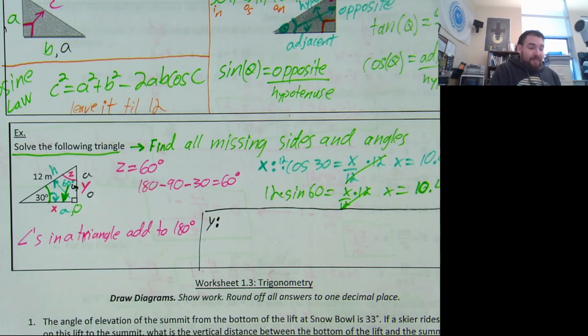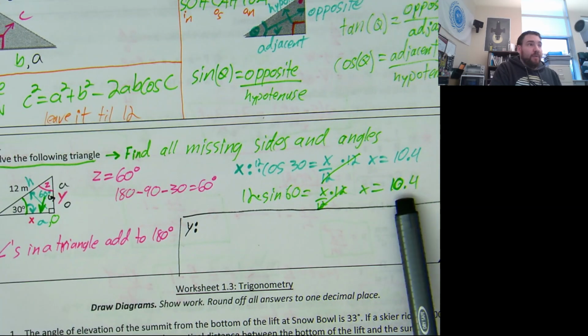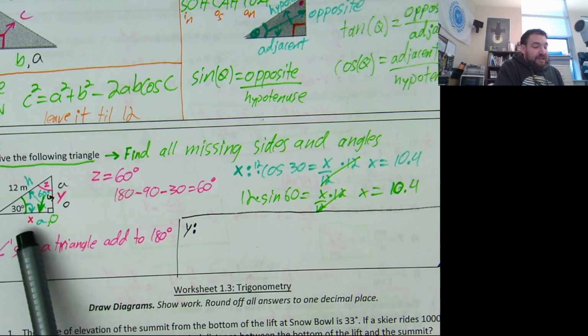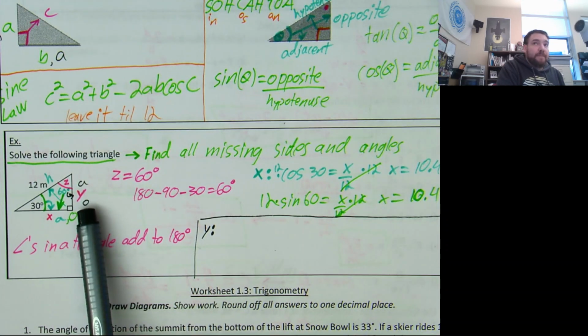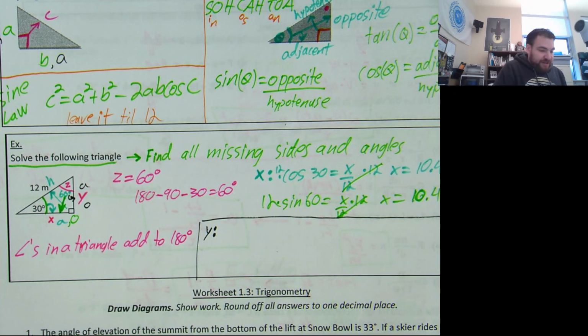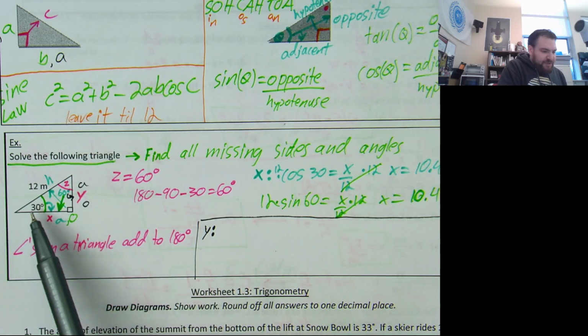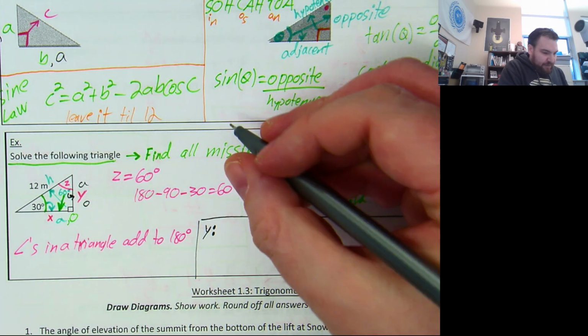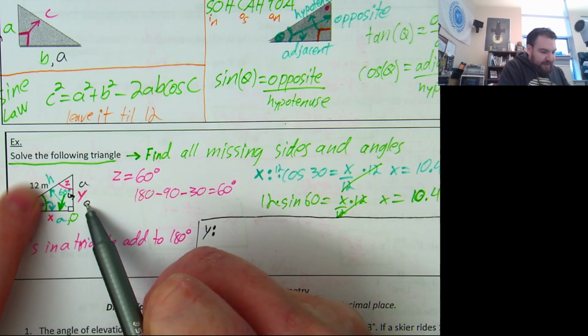As it is, though, my recommendation is to always, as much as possible, avoid using values you calculate and have to round, which Kai did. It wasn't 10.4, it was 10.39 something. So I'm going to avoid using x to solve for y. I want to use the 30 and the 12, so I'm going to use the opposite and hypotenuse.